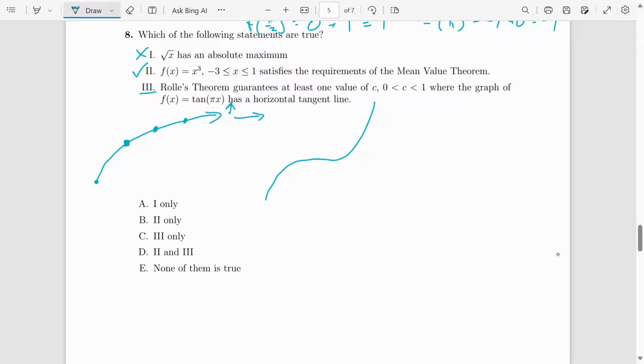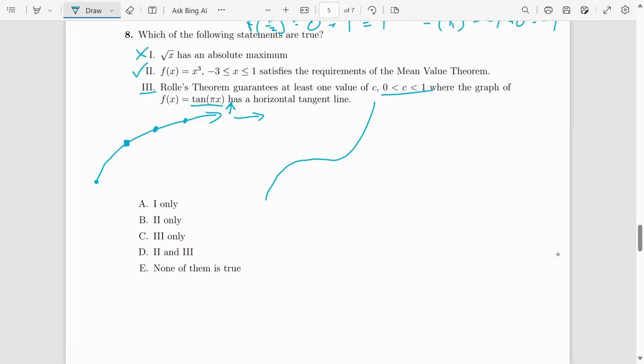Rolle's theorem guarantees at least one value c between 0 and 1, where the graph of f of x equals tangent of pi x has a horizontal tangent line. So basically, does Rolle's theorem apply to tangent of pi times x? And no, it does not. What Rolle's theorem also needs is for the function to be continuous and differentiable for all values among the interval. Now, it didn't really give an interval. This interval only applies to c, not x. So that's not what we're talking about.